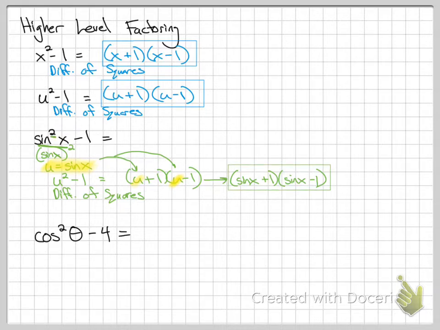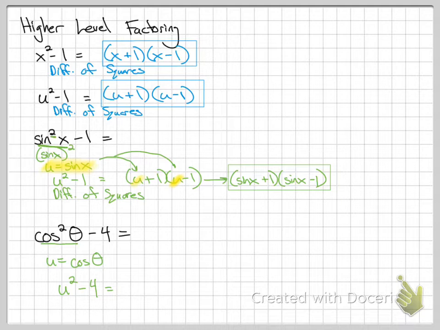As you go on, some people don't even need to do u substitution, and that's totally fine, but I'm going to stick with it for this video. So next example, I realize I didn't number these. So next example, cosine squared theta minus 4. So I see cosine is squared. So I know I want u to equal cosine theta, the single cosine theta. If I replace cosine theta with a u in my problem, this is now u squared, because that's cosine squared, minus 4.